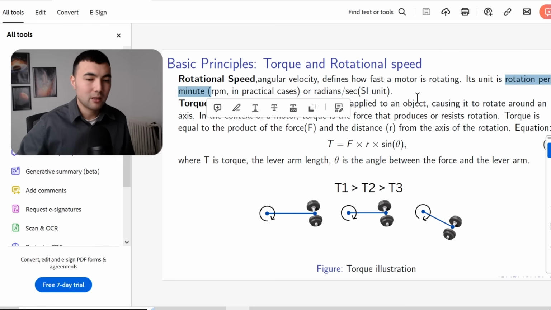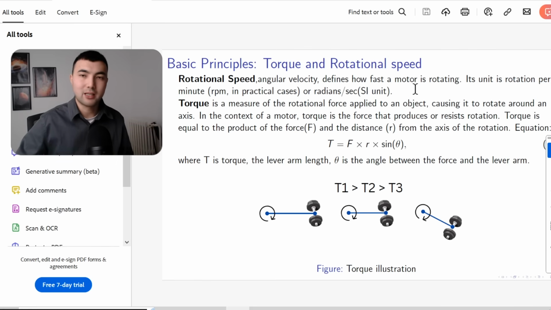But in physics, like in modeling motors, we usually use radians per second as the unit. So this is the standard SI unit. And the question is, how can we convert? So if we have RPM, how can we convert it into radians per second? Can you guess how it works?